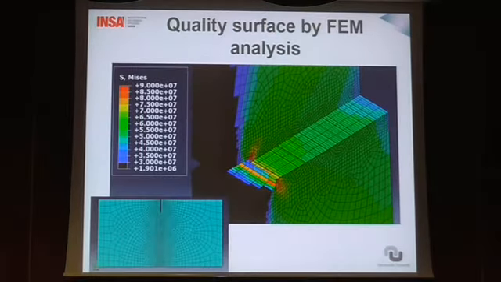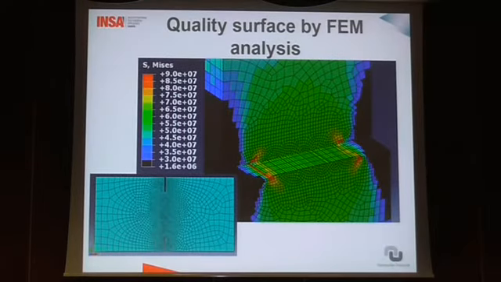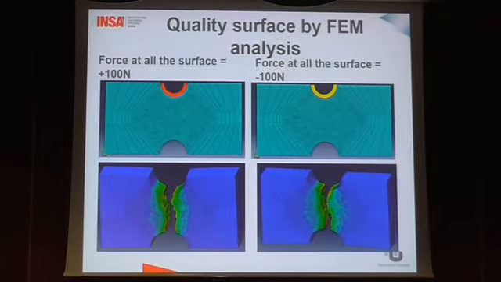Regarding the next step with the optimization, we are going to study the stress distribution just before the crack propagation. We can see it in both cases with different geometry. We also carry out some analysis changing the boundary condition. On the left, we have a positive pressure, and on the right, we have a negative pressure on one of the edges of the specimen. We can see in both cases we have a different kind of quality surface.